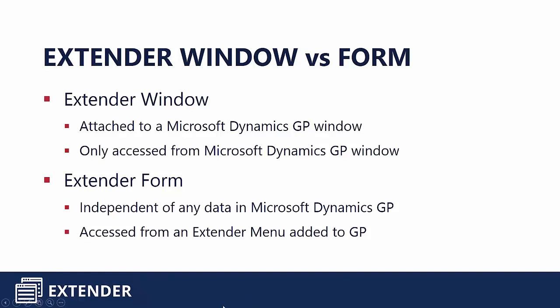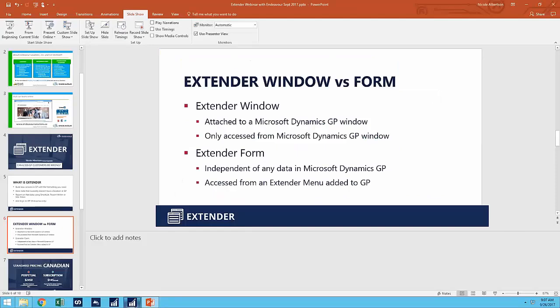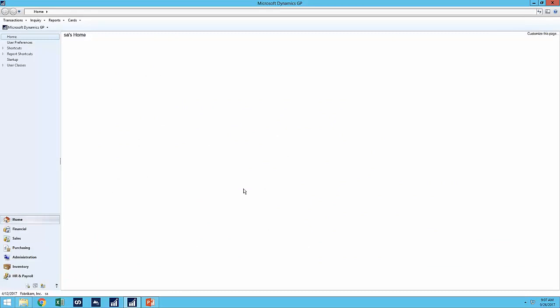Okay, so I'm going to switch over to GP now, and this is GP 2016. If you're using 2013, 2015, it's going to look very similar. If you're still on 2010, it does look a little bit different. Most of the functionality is the same. I'll try and tell you if I do something that isn't there in 2010. But what I want to do is show you Extender windows to start.